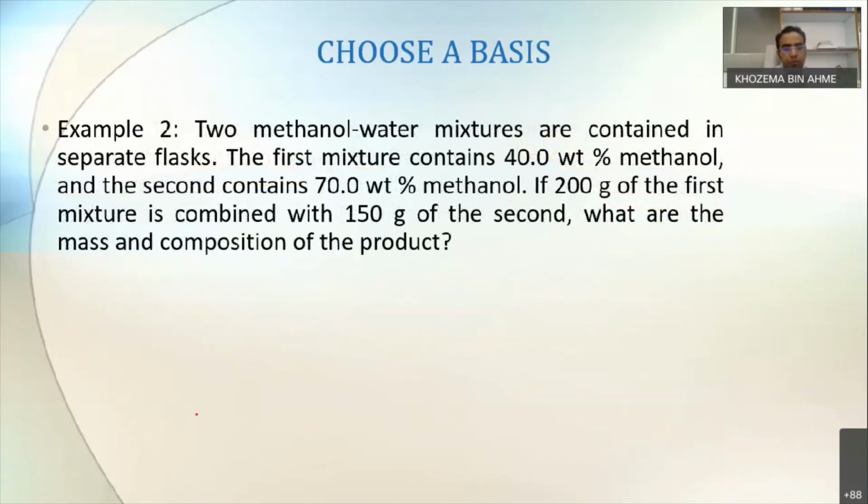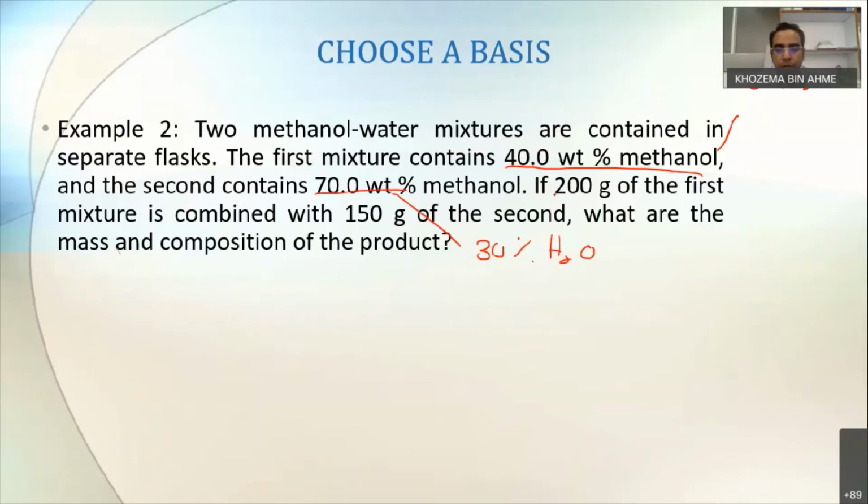Example 2. Two methanol-water mixtures are contained in separate flasks. The first mixture contains 40% methanol. If it's 40% methanol, the rest will be water, so I know that 60% is water, H2O. The second container contains 70% methanol, so I can say that 30% is H2O again, because it is a mixture.